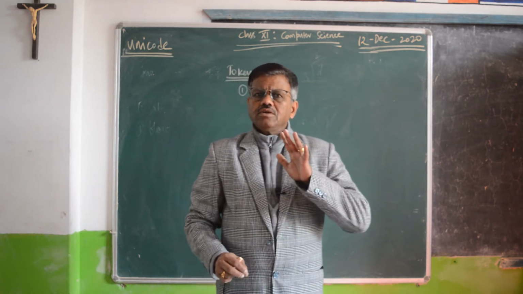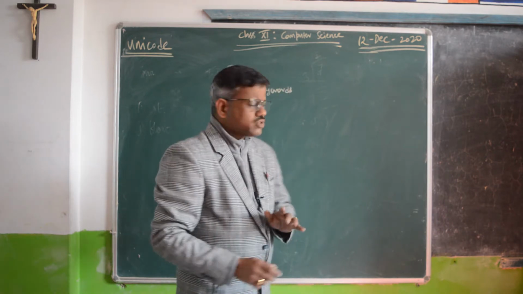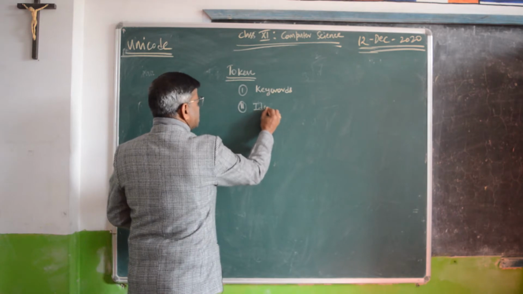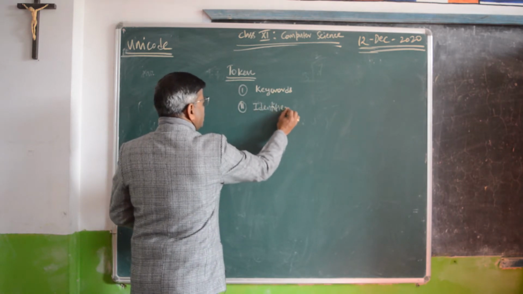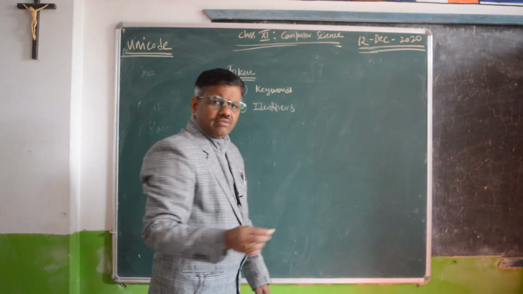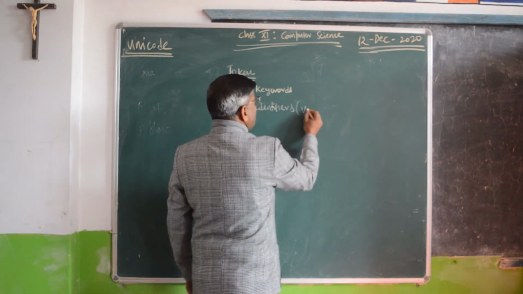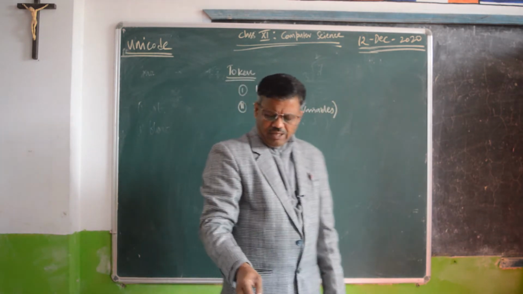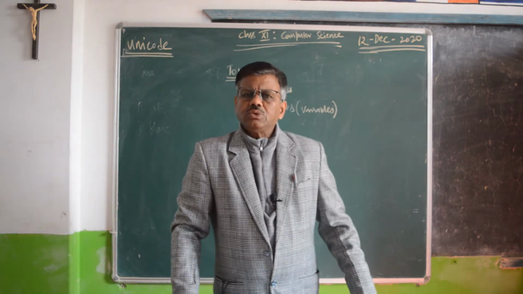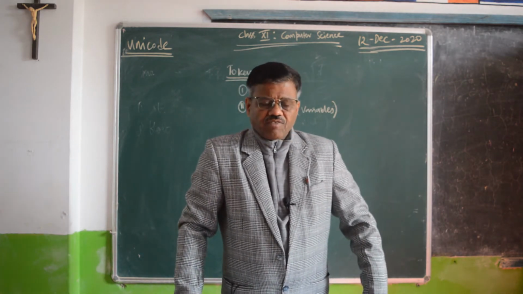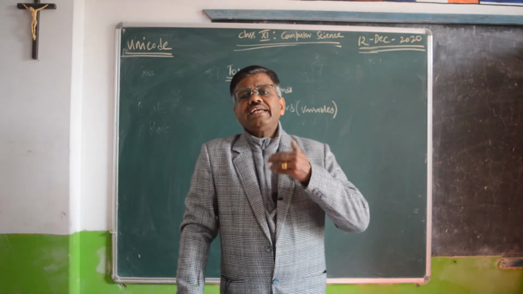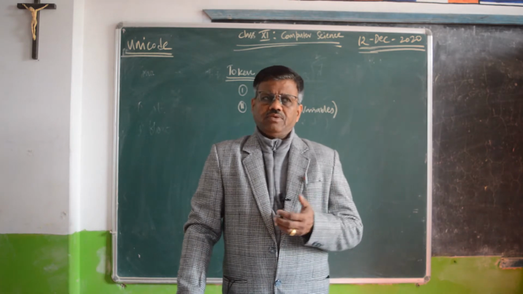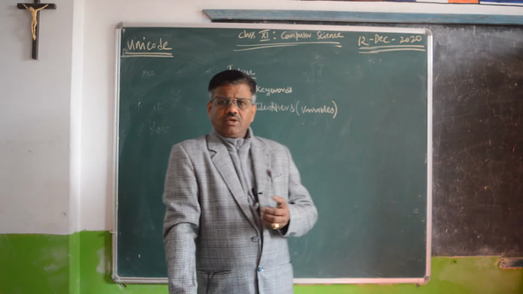There are 5 tokens. The first one is called keyword. The second one is called identifiers. In other words, we call them variables. Formerly they were called variables, but these days people hardly use that and call them identifiers, to identify your program, or part of the program, by giving the method name, class name, interface name, package name.